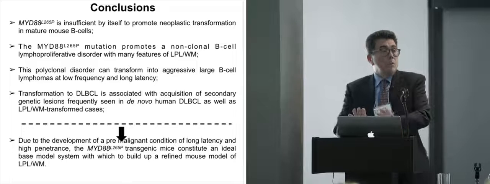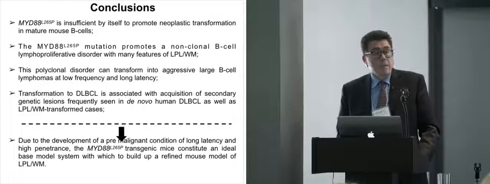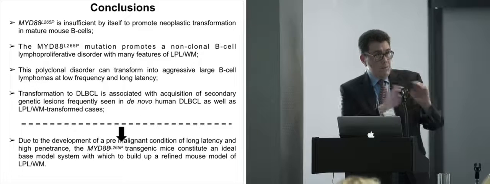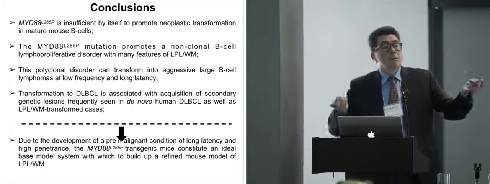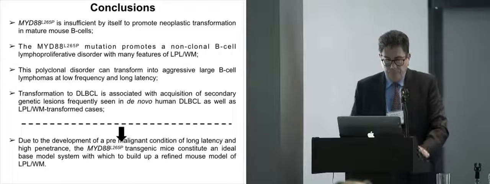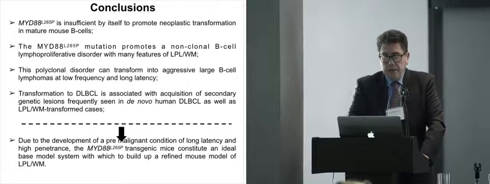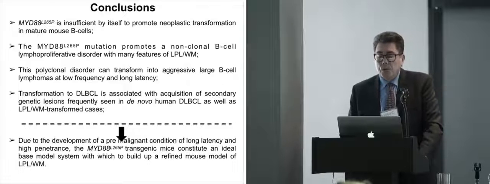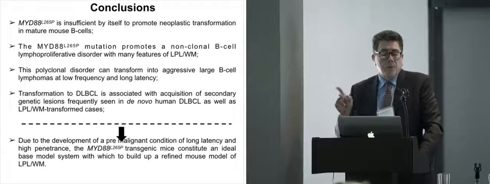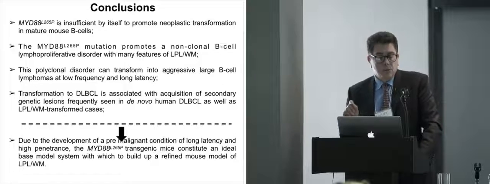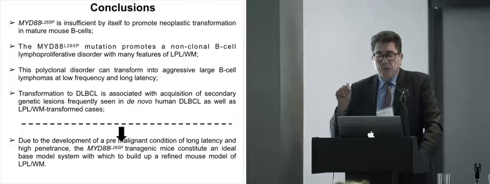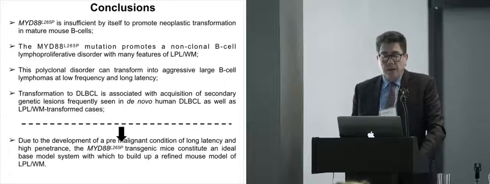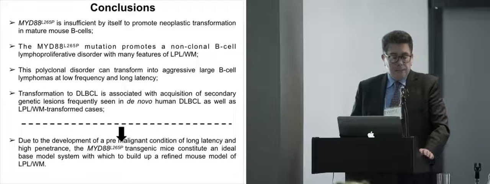And this was not known before this work. Everybody thought, oh, this is oncogenic, this mutation is going to produce tumor. It helps to produce the tumor, but does not produce the tumors by itself. The MYD88 L265P mutation promotes a non-clonal B-cell lymphoproliferative disorder with many features of LPL Waldenstrom. This polyclonal disorder can transform into aggressive large B-cell lymphoma at low frequency and long latency.